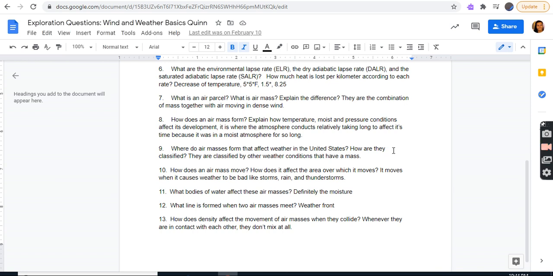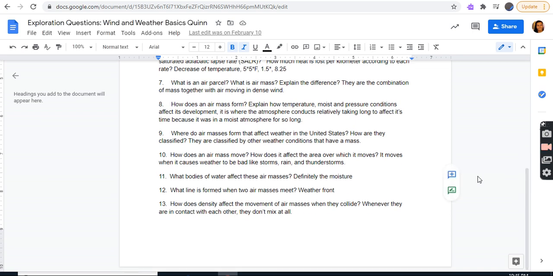How are they classified? They are classified by other weather conditions that have just mass, just a basic mass. It moves whenever it causes the weather to be bad, like storms, rain, and thunderstorms. This is how air masses mostly move for this world.